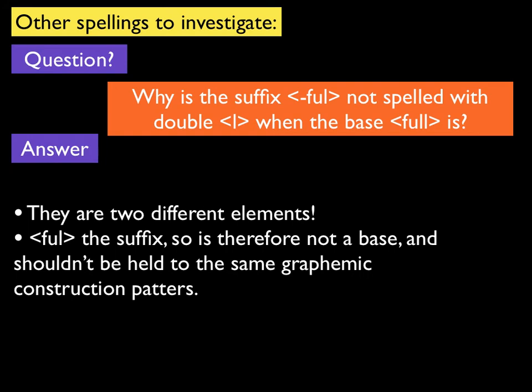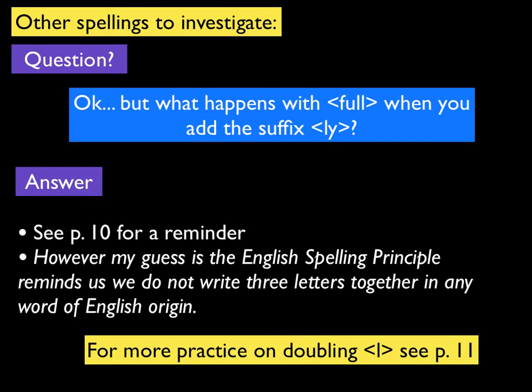So with these two different elements, of course, they aren't the same. We don't add FULL to the ends of words and drop an L or something crazy like that. The suffix is FUL. So then what happens with the word FULL when you add the suffix LY? There's a reminder for this, sort of a tutorial that you can hover your mouse over on page 10. My guess, and if you have something different, I hope you'll add a comment, is that we have a convention or a principle in English that reminds us that we do not write three letters together in any word of English origin. So that's my guess on that question.